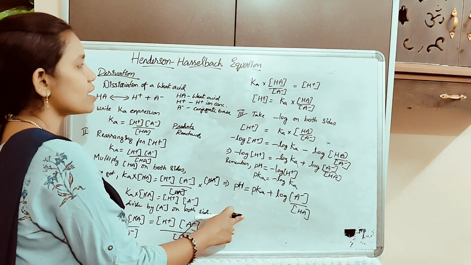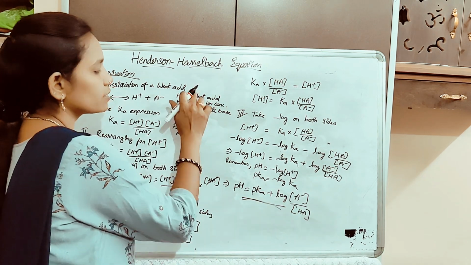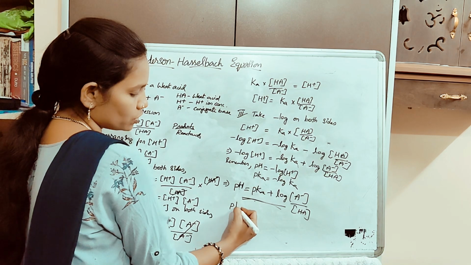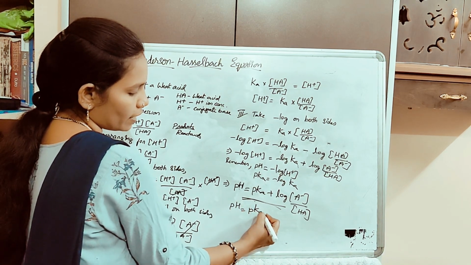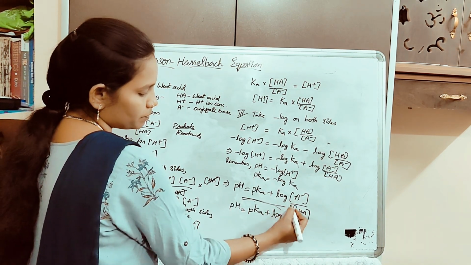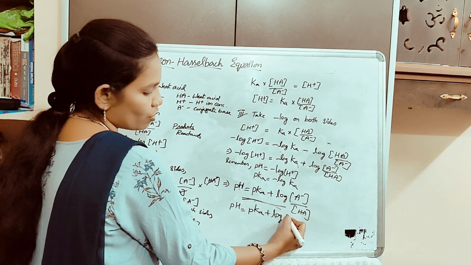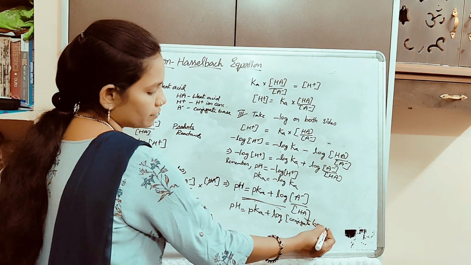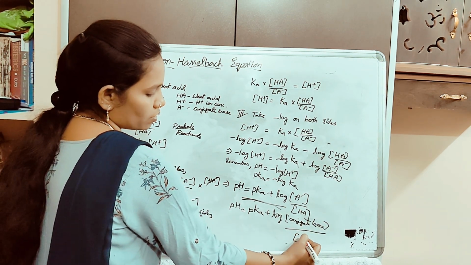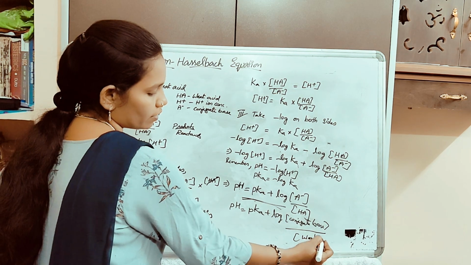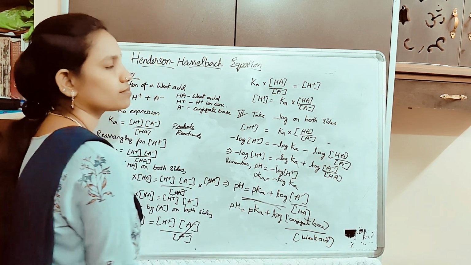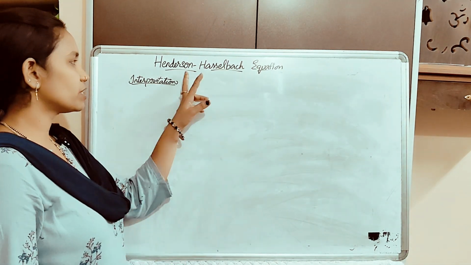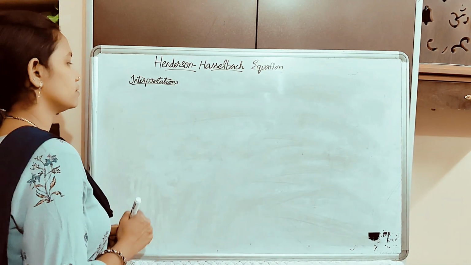So this is the Henderson-Hasselbalch equation. So here, pH is equal to pKa plus log of the concentration of conjugate base by concentration of weak acid. Is it clear? Now let's look at what this equation actually means.